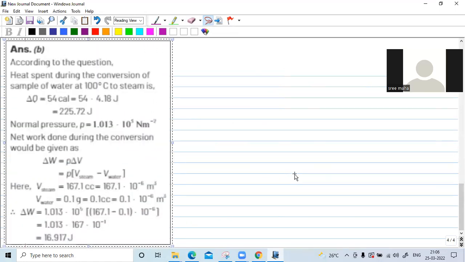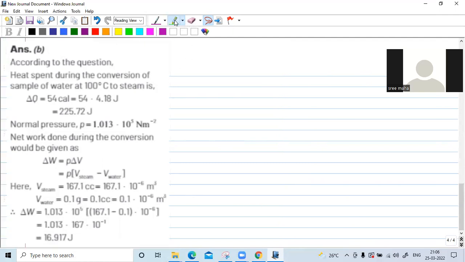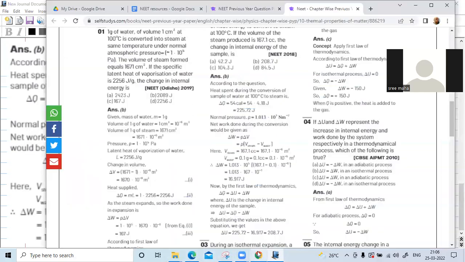Same thing. Delta Q is mass into latent heat, and the pressure is atmospheric pressure. So delta V is this one, and the volume of water is 0.1 cc. That's what they put. Is it clear? The initial volume is 0.1 cc. We move to the next one.